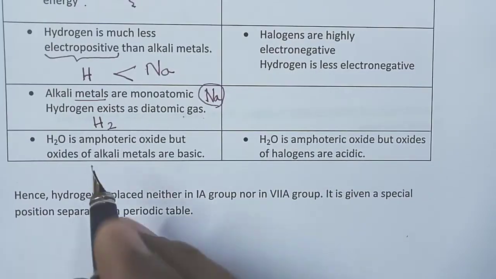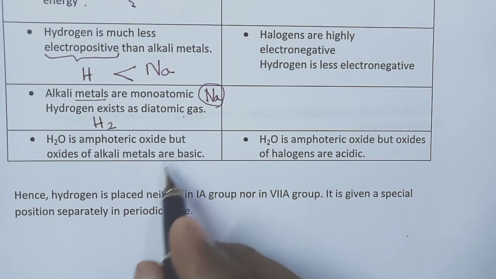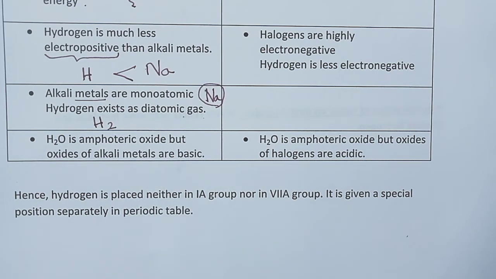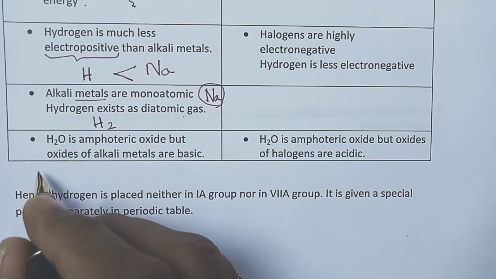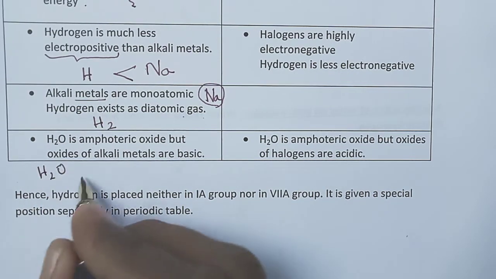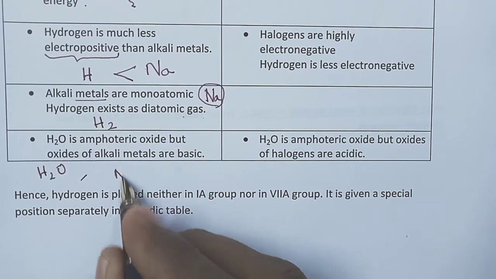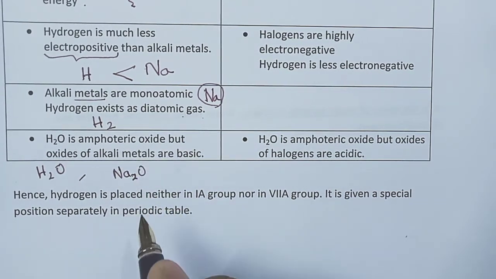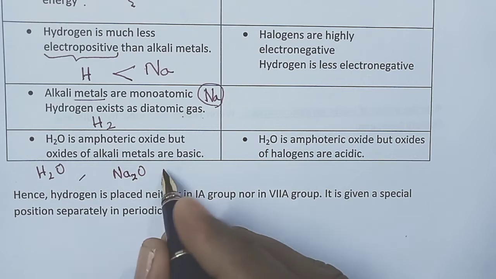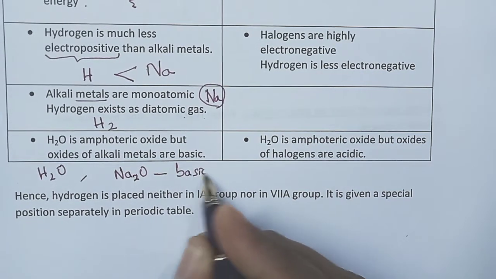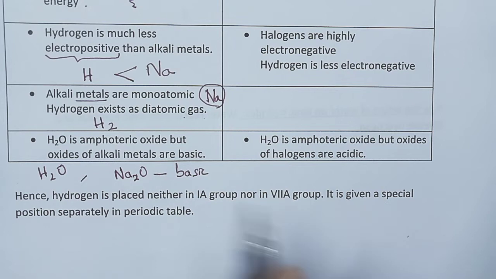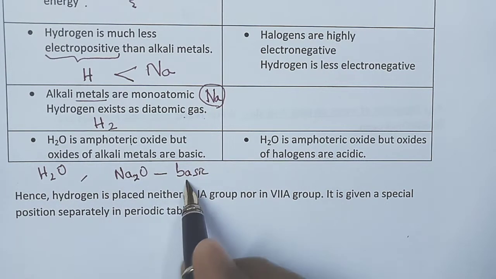Next, H2O is an amphoteric oxide, whereas oxides of alkali metals are basic. What is the meaning of amphoteric? It can react with both acid and base. So you know that H2O is amphoteric. There is no doubt about it. Whereas oxides of alkali metals, for example, sodium oxide Na2O, are basic in nature. So here it is amphoteric, here it is basic.